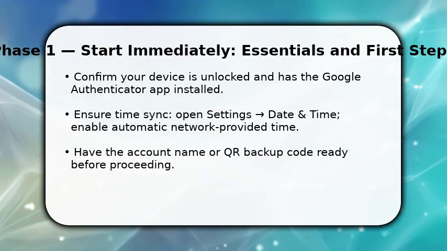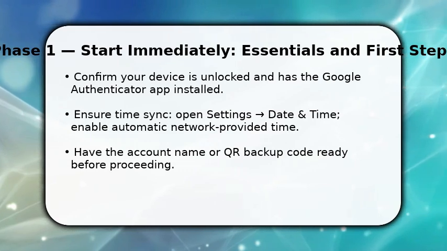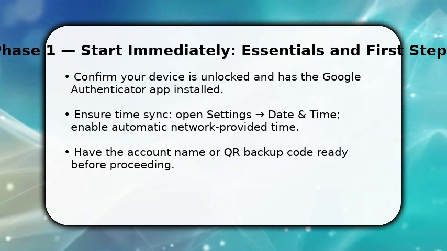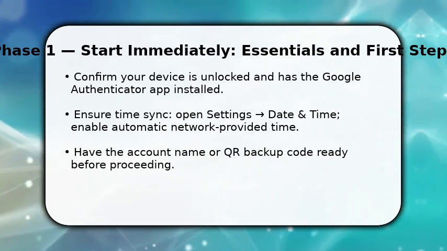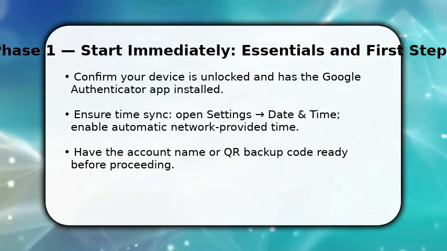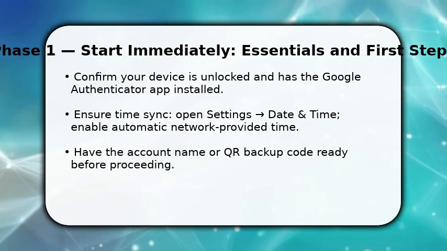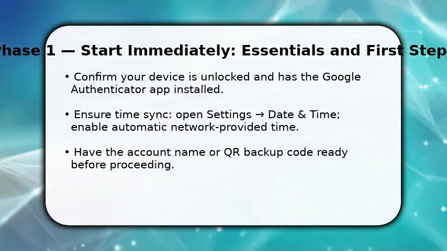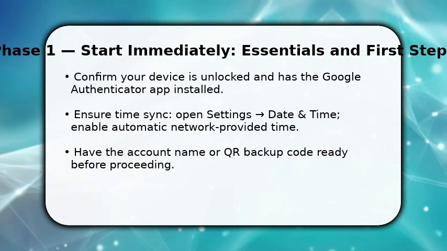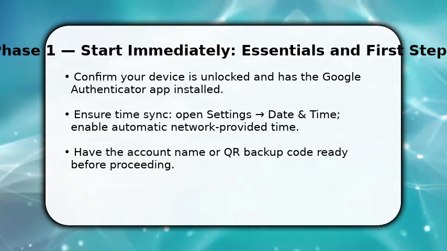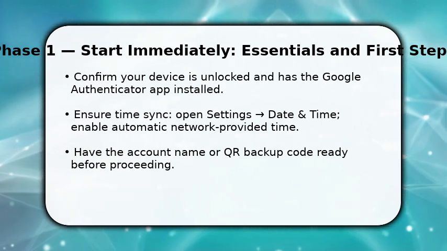You'll start by preparing the device and app. Open Google Authenticator now. Make sure your phone is unlocked and the app installed. This prevents delays. Next, verify system time is set to automatic because codes depend on correct clocks. While in the app, locate the account entry or scan option. If you previously saved a QR or backup key, have that visible. Once done, you're ready to generate the first one-time code and proceed to the linking step.